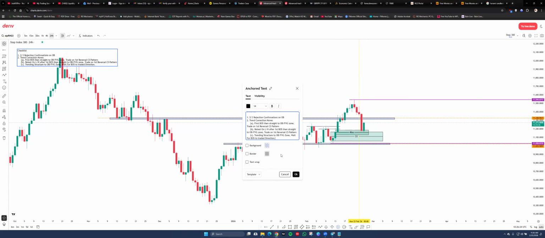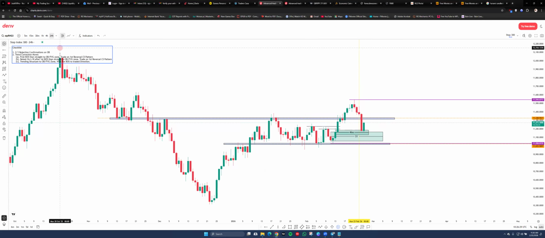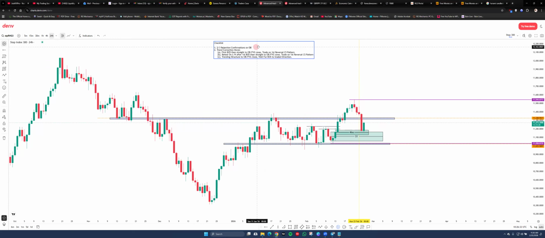This is a rule guide for this pair. Maybe I should keep it here. So one of the rules is we have to have 2 to 3 rejection confirmations on the order block or fair value gap, depending on wherever you see the market at that point. I'll just put the fair value gap here. A fair value gap is the same thing as an imbalance. So when you have imbalance areas, it's the same thing as a fair value gap.